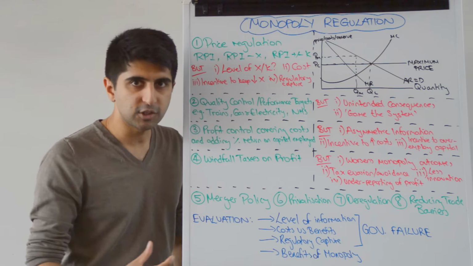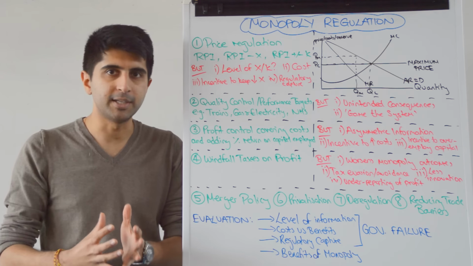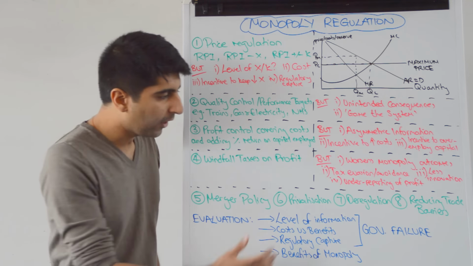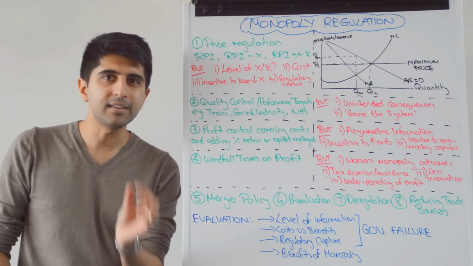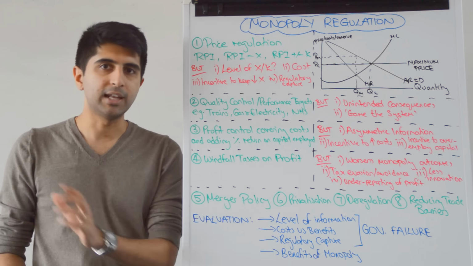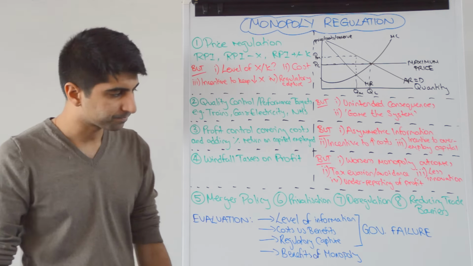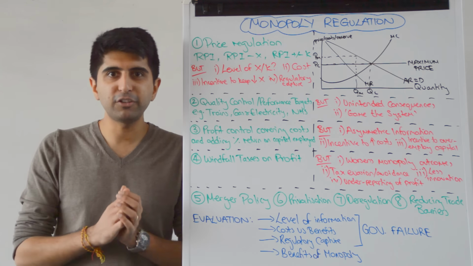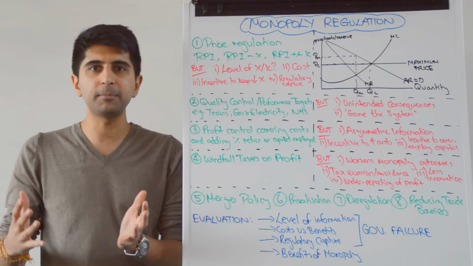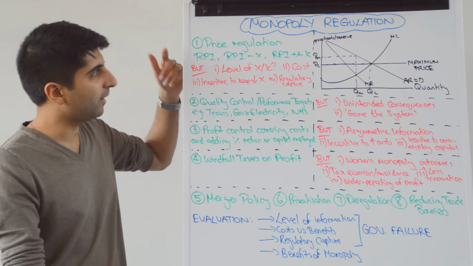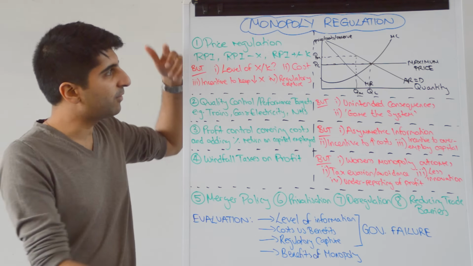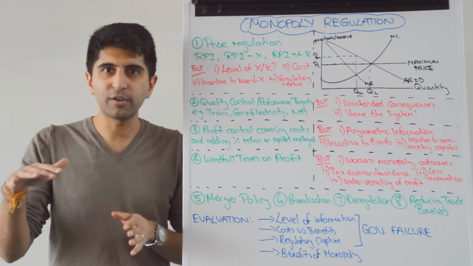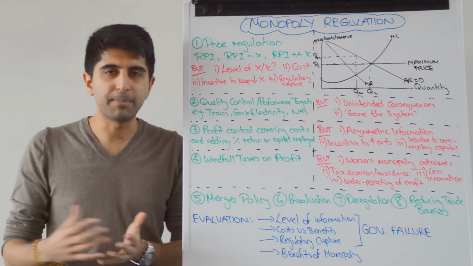Let's now look at evaluation points for you to come to a judgment in answering a question over whether monopoly regulation is going to be effective. Well, a key thing for you to consider is the level of information that regulatory bodies and regulation-related authorities actually have. The level of information may not be perfect. We make the assumption that it's going to be perfect. For example, with price regulation, that the level of X and K is going to be perfect. For profit regulation, that the level of profit that is allowed is going to be the perfect level.